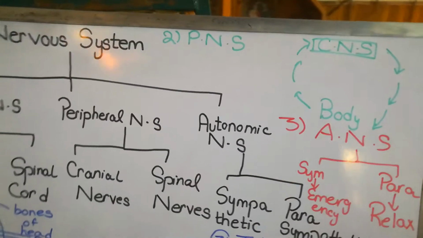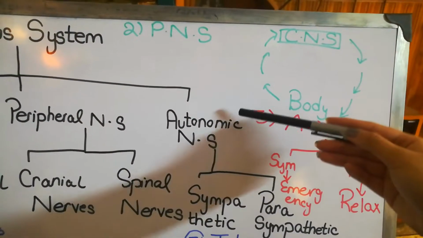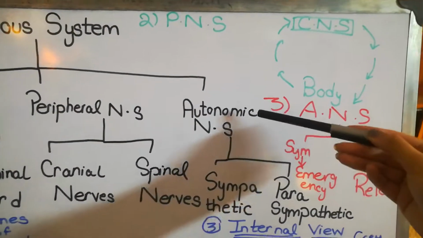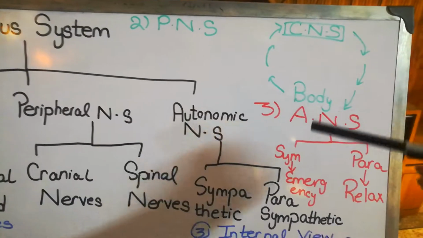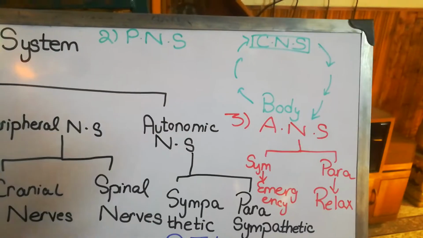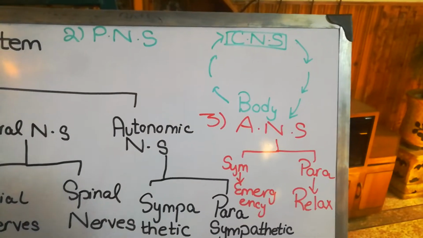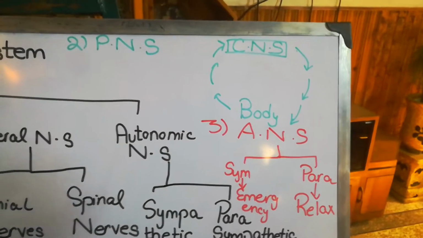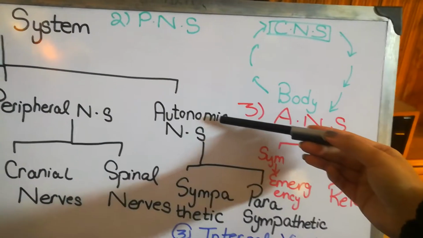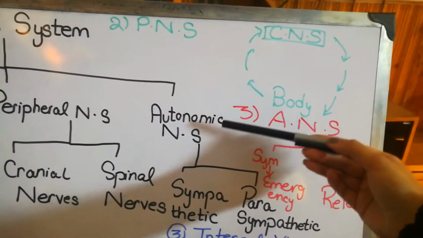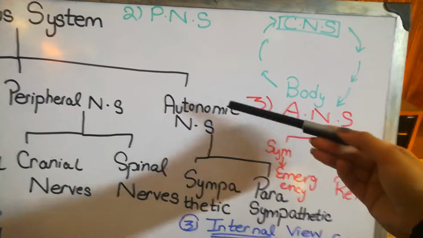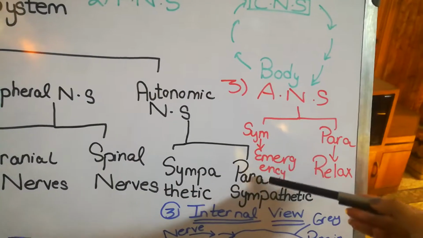Then you have the third type of nervous system, the autonomic nervous system. It controls all those organs which are under involuntary control, like our GIT, our stomach, our heart, our viscera, etc. These are under the control of the autonomic nervous system. The autonomic nervous system is further subdivided into sympathetic and parasympathetic.